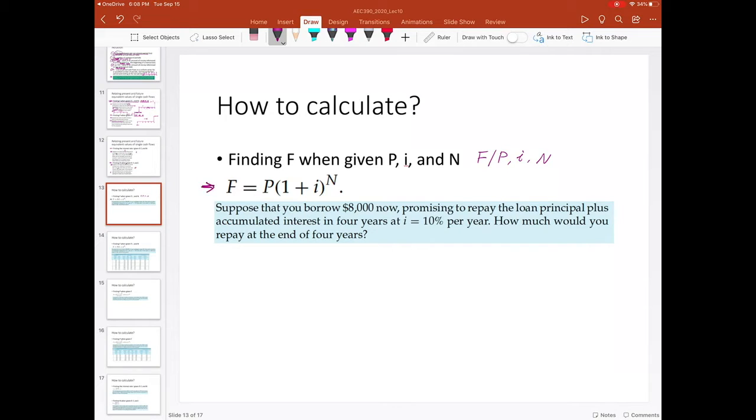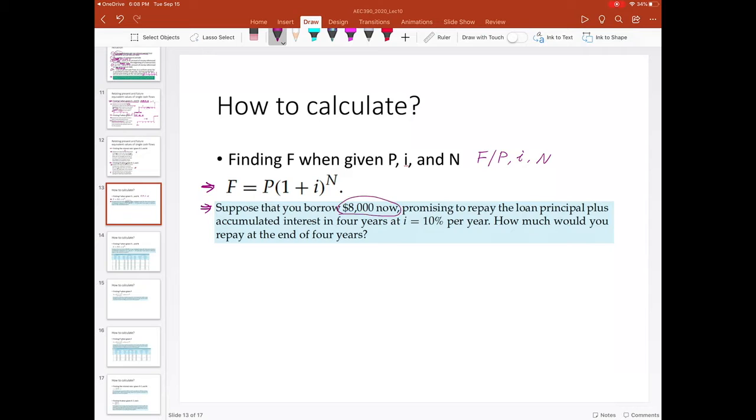The calculation, we use this equation. F, the future equivalent value, is P, the present value, times 1 plus I to the power of N. This is the equation you can use. Now let's apply that to this example.